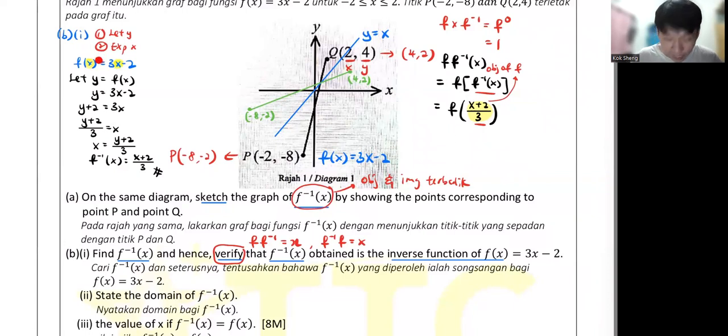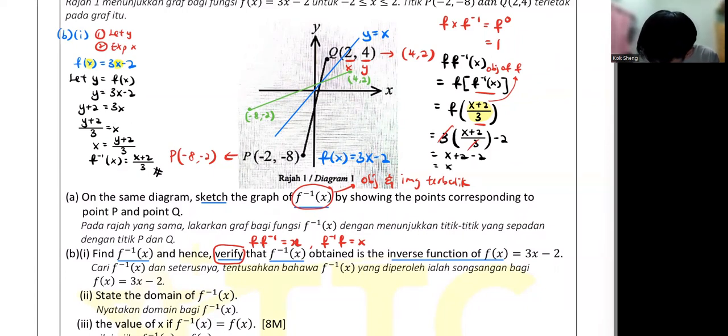Okay, so again, the left side, no need to sub. We already done the step. Now just left the right side. 3 times the object minus 2. Okay, 3 and 3 cut. X plus 2 minus 2. Oh, yay.